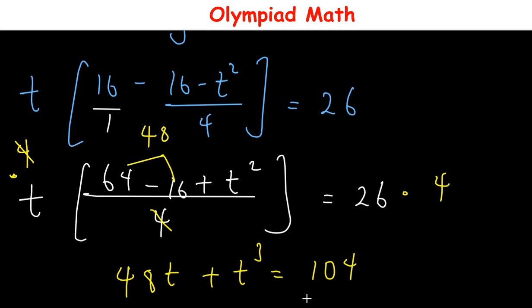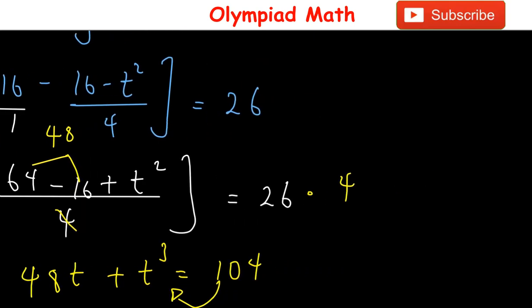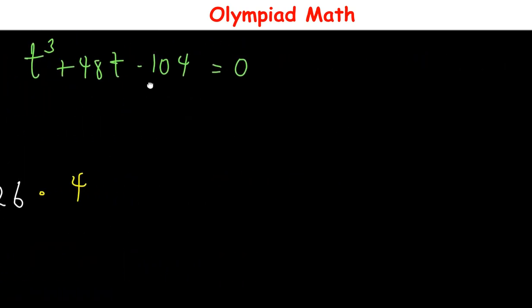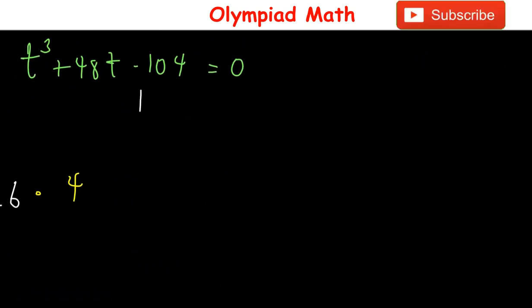Next, move 104 over to the left hand side. What we have is this equation: t cubed, plus 48t, minus 104, and this equals 0. At this junction, we are going to try the value of t equal to 2, to see whether it's a solution for this given equation.